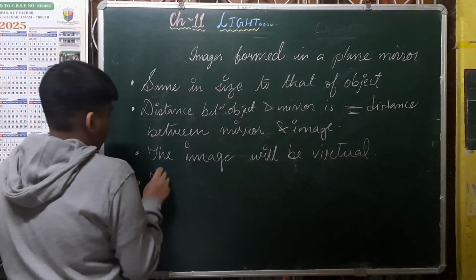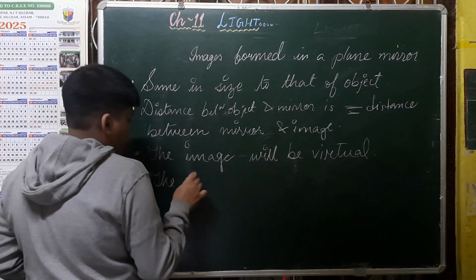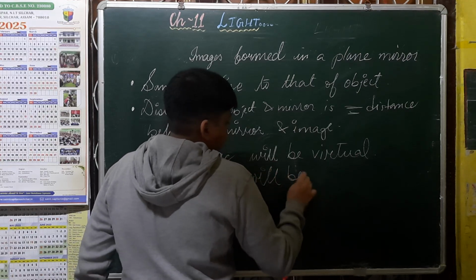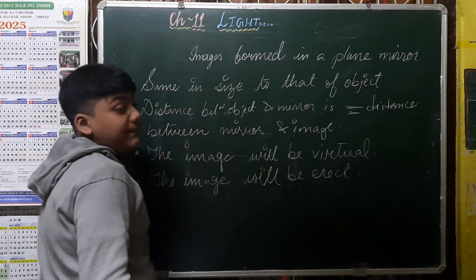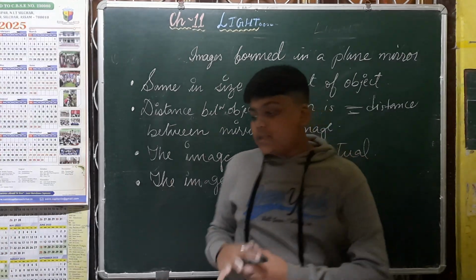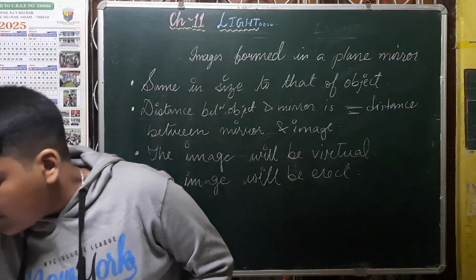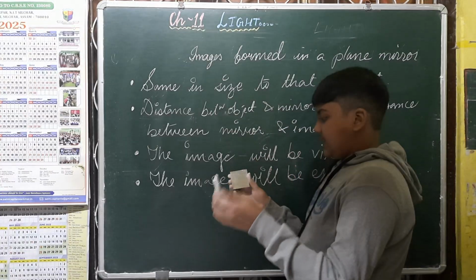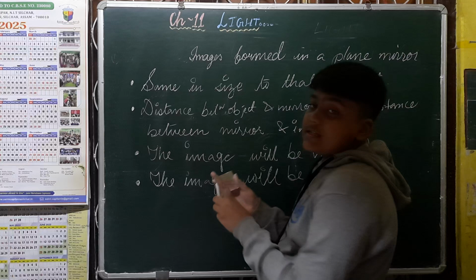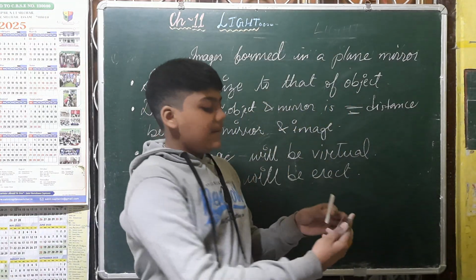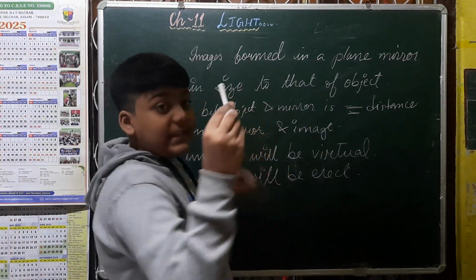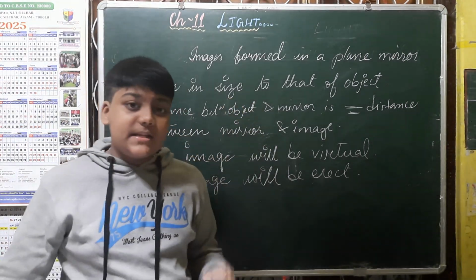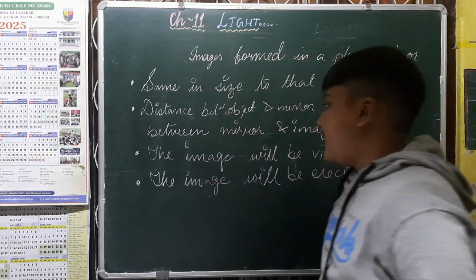The image will also be erect. Means, this is the mirror, this is the object. The object will be erect, meaning the upper part of the object will also appear at the top in the mirror. Like if this is the object, the image will not be inverted like this. The image stays upright.